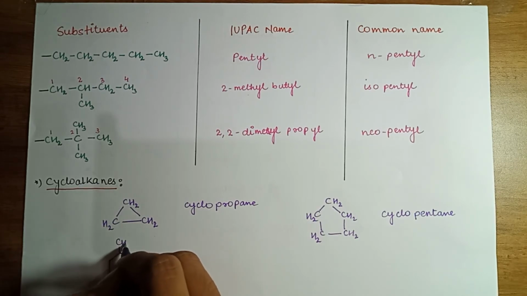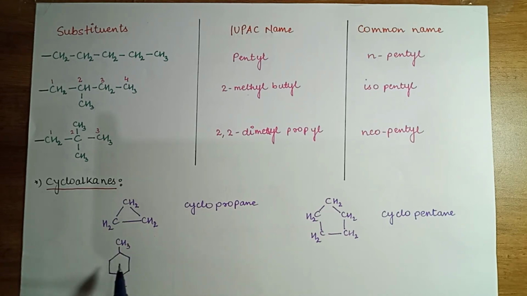What if it is in branching? So this is a cyclic compound and CH3 is in branching. So start the numbering from the carbon which is having a branch. So 1, 2, 3, 4, 5 and 6. So it is a 6-carbon cyclic ring. So the parent name or root name we can say is hex, single bond compound hexane, and the branching is at the first carbon.